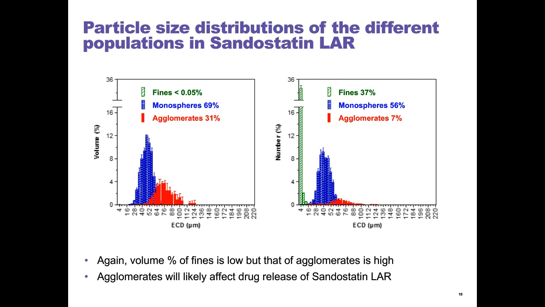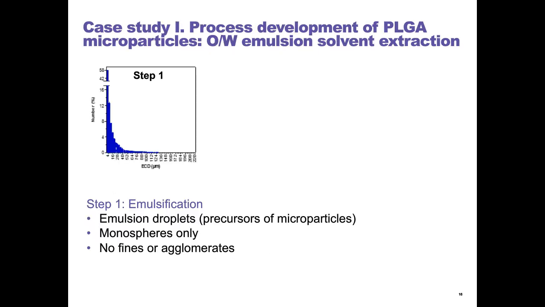This brings me to the first of two case studies that will show examples of what we can do with the information provided by MFI. In this first case study, MFI helped us to monitor particle size and agglomeration during the production process of a PLGA microparticle product. One batch of PLGA microparticles loaded with drugs was prepared in-house with an oil and water solvent extraction method. Samples were collected at 3 different stages during the production process and measured offline with MFI.